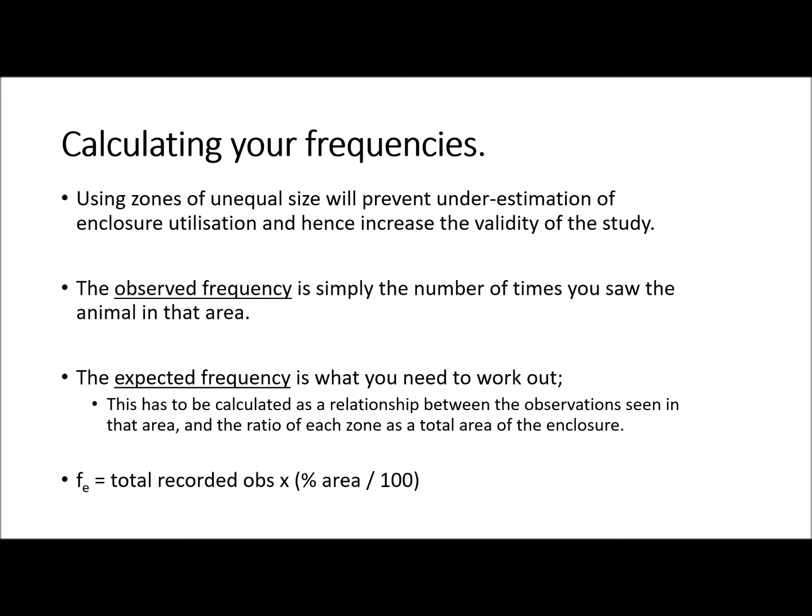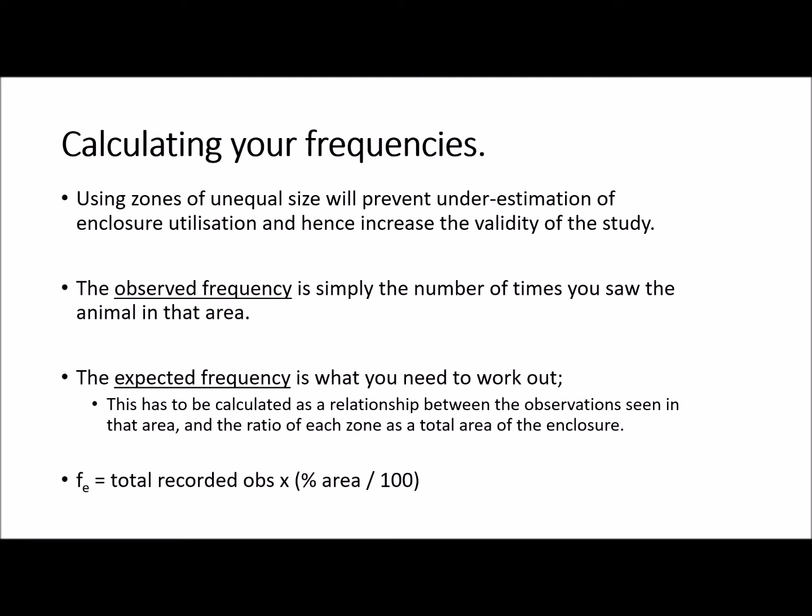For our formula, the observed frequency is simply the number of times the animal was seen in that area. For an individual, that could be the amount of time it's spent in that zone, or for a group, it could be a count of the number of animals out of the total population seen in that zone. And the expected frequency is the first part of the formula that you have to work out.